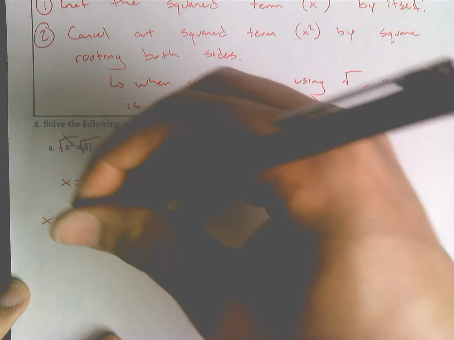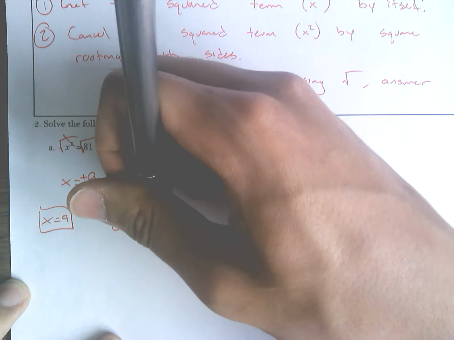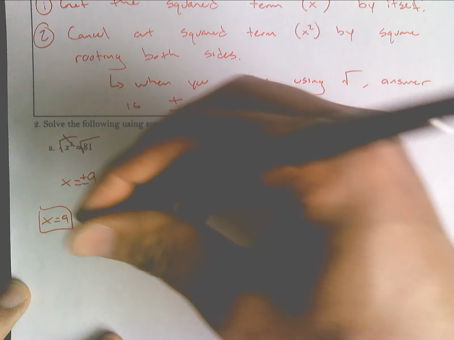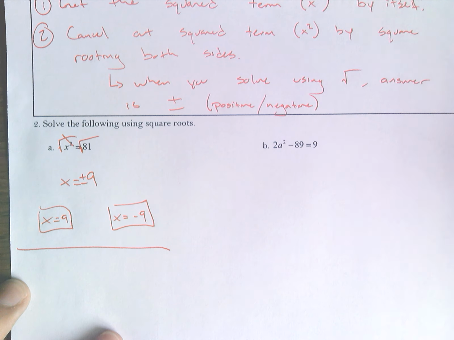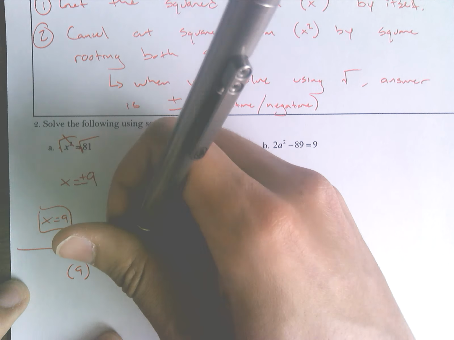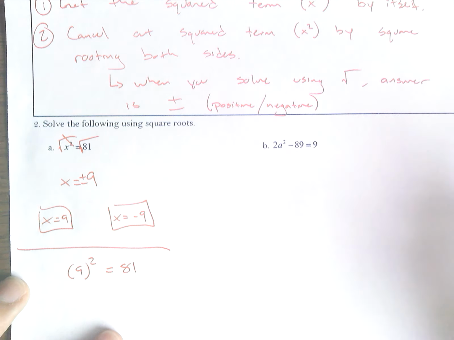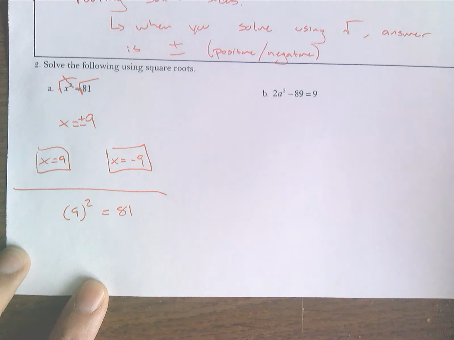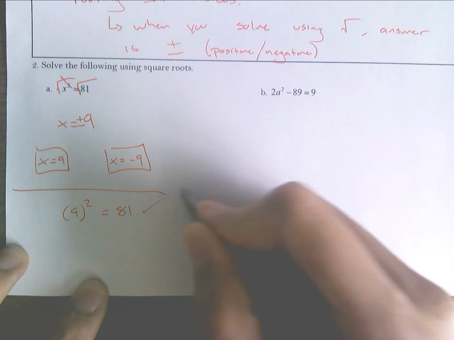Well, why is that the case? Let's see what happens when we plug in each of these solutions back into our original equation. If we were to plug in positive 9, we have positive 9 squared equals 81. Well, positive 9 squared just tells us 9 times 9. Is that 81? Yes, it is. 9 times 9 is 81.